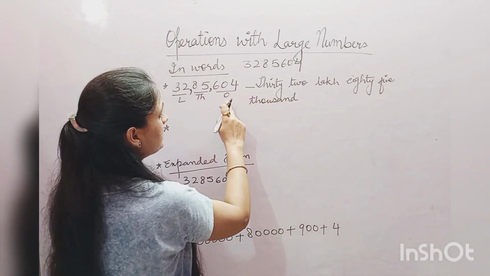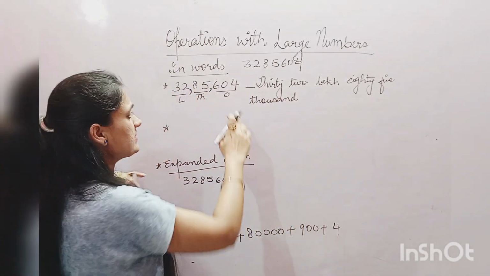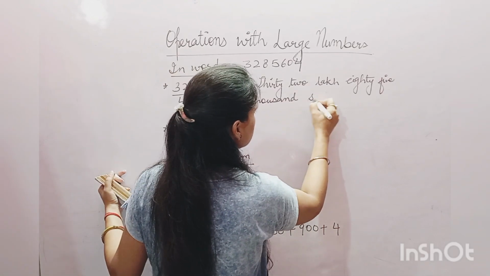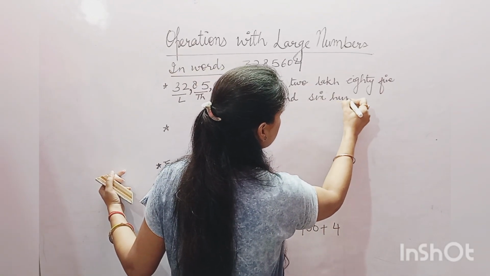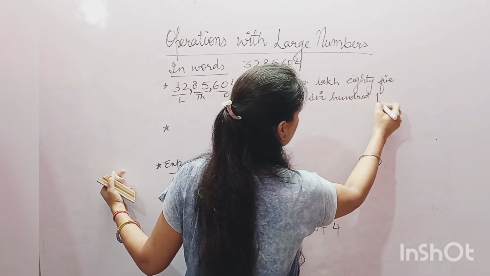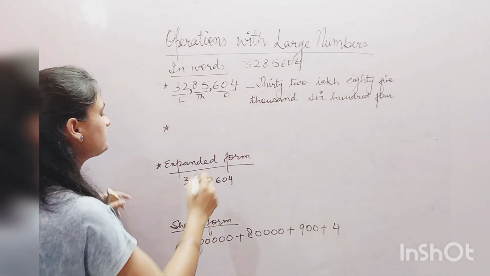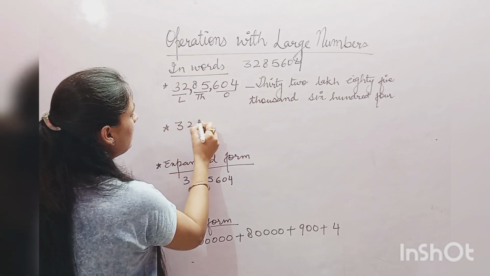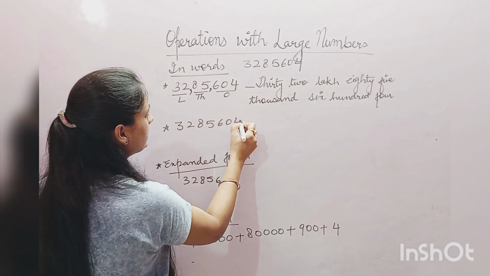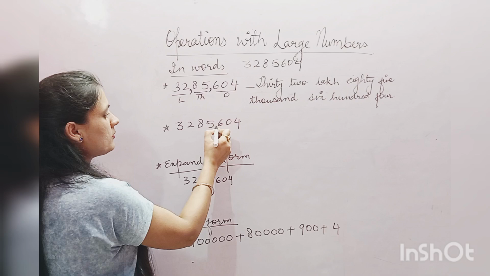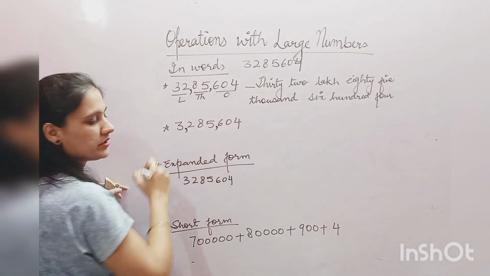Then it is 604. Once it is at ones place, we'll write down just 604. I hope you understood how to write down the number in Indian system. Now let us understand how to write it down according to international system. But we put comma first, 3, then 3, right?